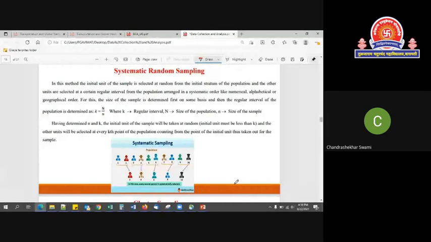The next method is systematic random sampling. In systematic random sampling, suppose I have capital N number of elements. Suppose capital N is equal to 10 elements in my population. So I make groups of two persons. In the first group I have two persons, in the second group again two persons, in the next group again two persons, and so on. In this way, how many groups have I made? One, two, three, four, five, five groups.